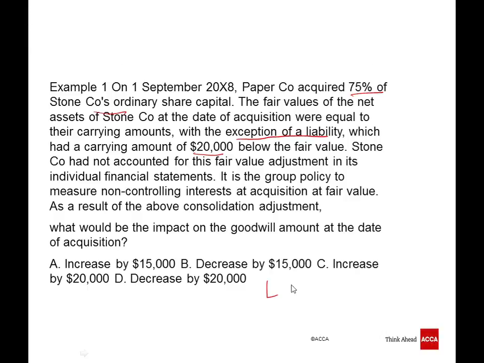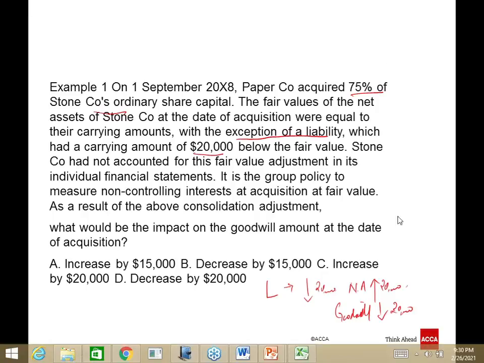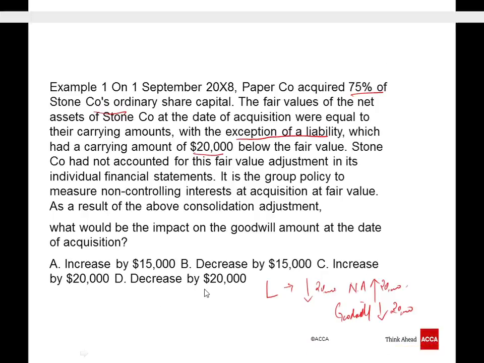So the liability fair value has gone down by 20,000. So there will be an increase in the net assets, 20,000. So when there is an increase in the net assets, then there will be a decrease in goodwill, 20,000. The answer will be D.